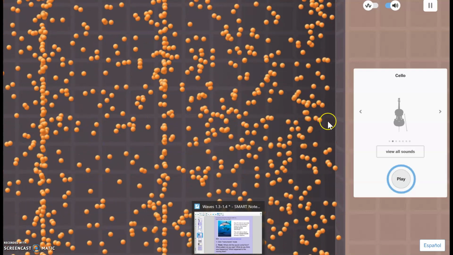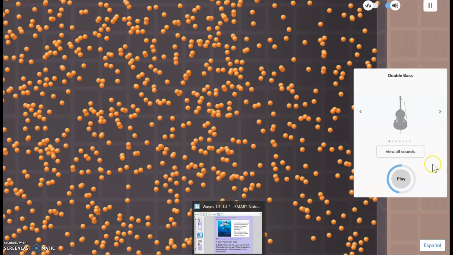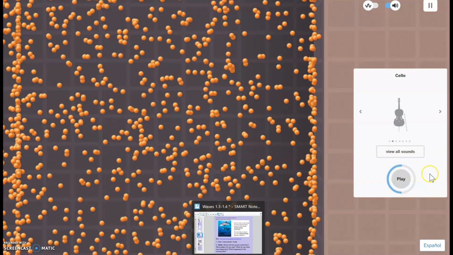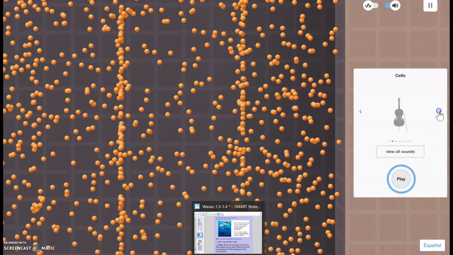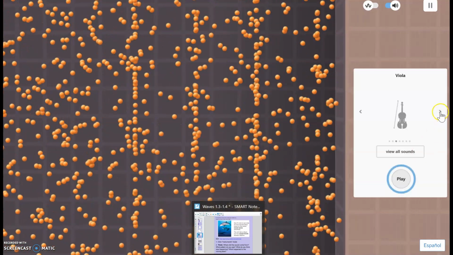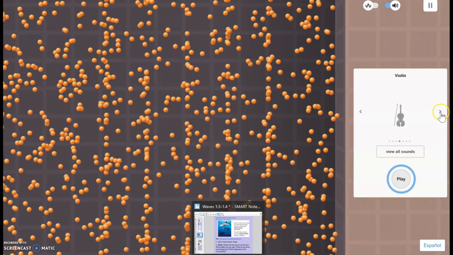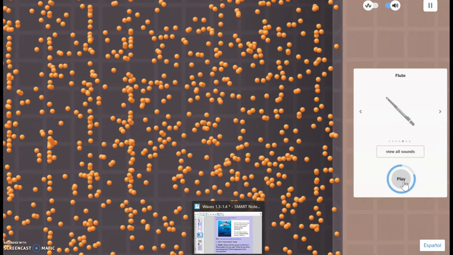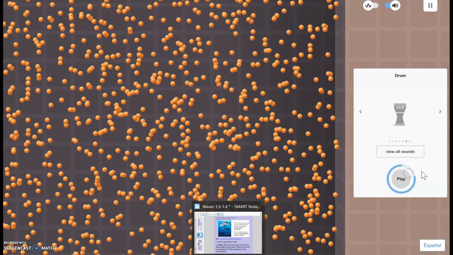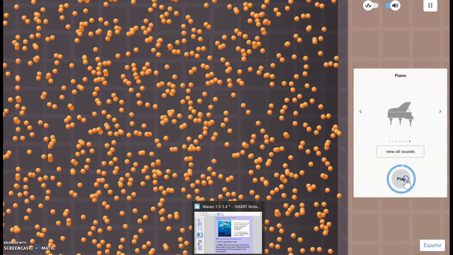In this one, the waves are moving a little faster. The double bass was kind of slow motion. And then the cello moved faster. Let's see how a viola might be different. And a violin. We have a flute. We have a drum. And finally, a piano.